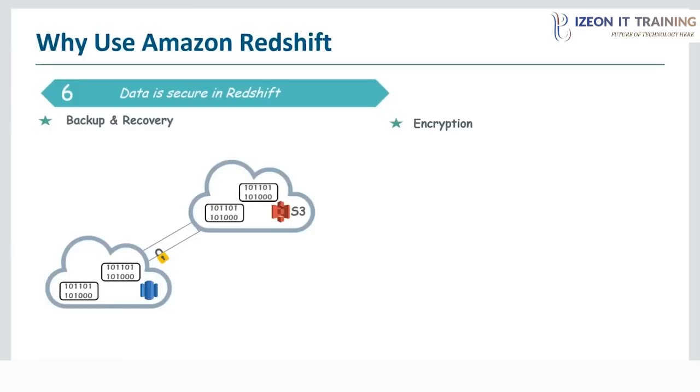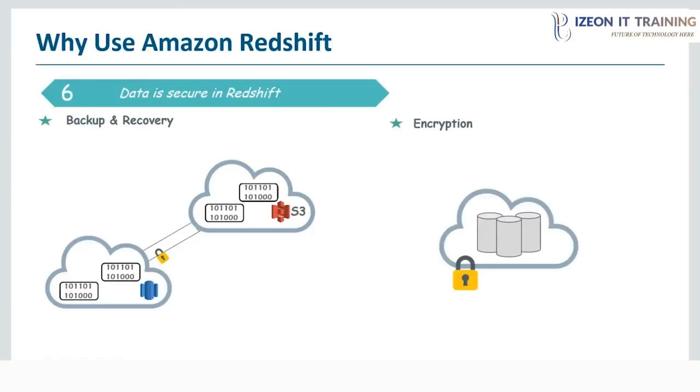Amazon Redshift also provides you with an option to encrypt your data. So when you enable this encrypt option, all the data in your cluster, in your leader node and your compute nodes and node slices is encrypted, and this way your data is very safe and secure. So guys, these are all the advantages of using Amazon Redshift.